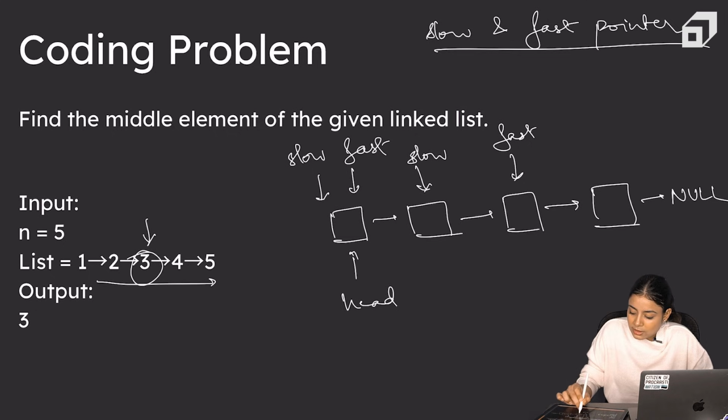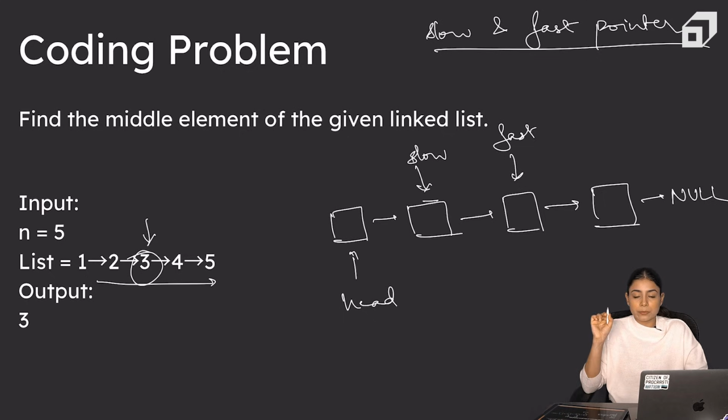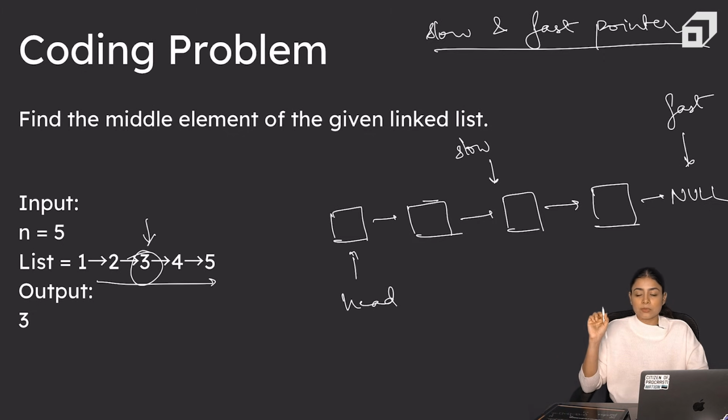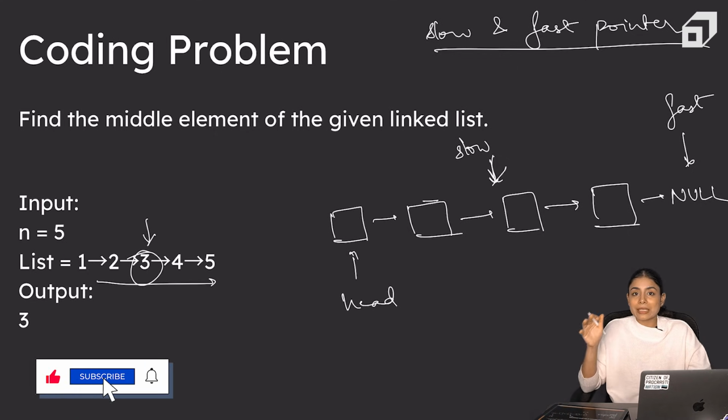So in the first chance, slow reaches here and fast reaches here. In the next chance, slow will reach here and fast will reach here. So fast is moving by 2 steps. Now here fast has reached the end of my linked list, and so slow will be at the middle of my linked list. So if you see, this is for even elements.